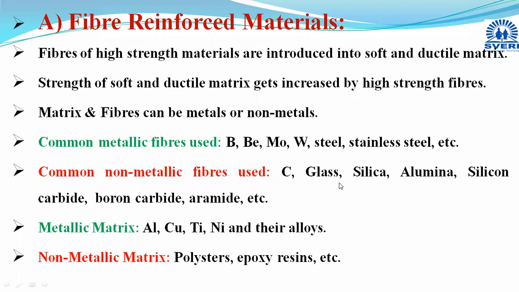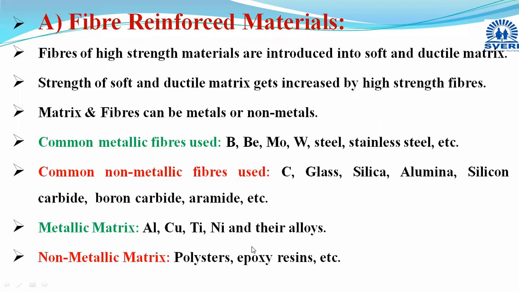Silicon carbide, then boron carbide, or aramids. These are different non-metallic fiber materials which we are using in these composite materials. Then, as far as the matrix is concerned, the metallic matrix may consist of elements like aluminum, copper, titanium, nickel, or their respective alloys we can use.